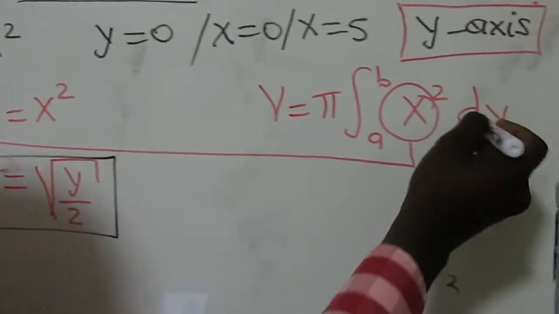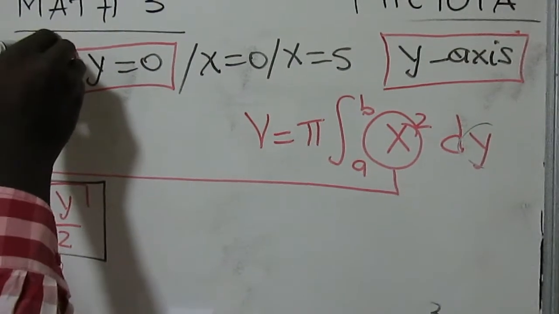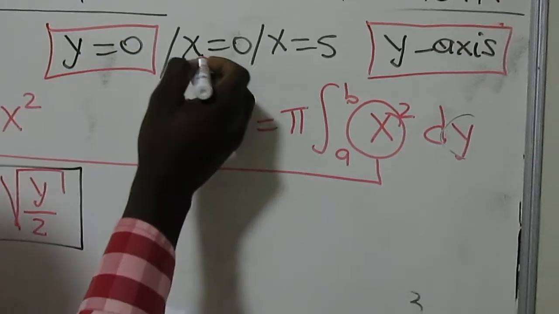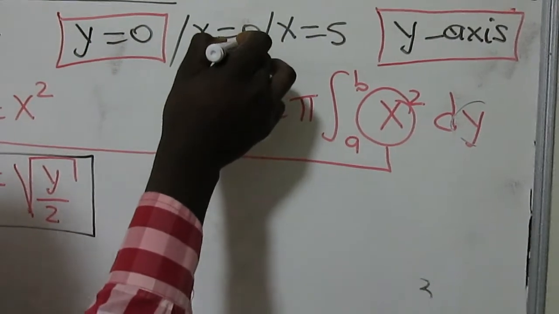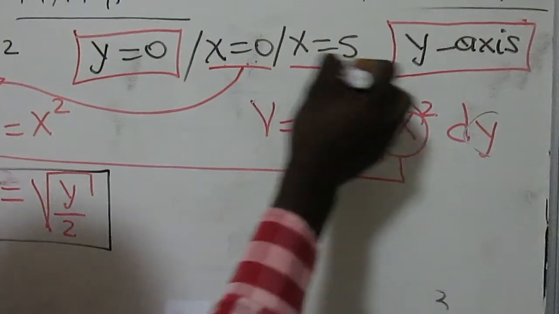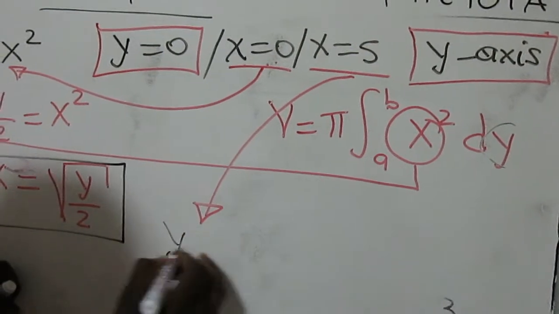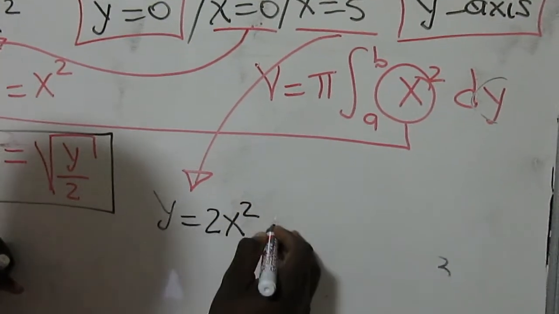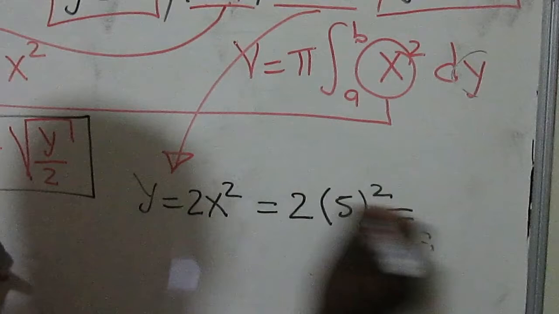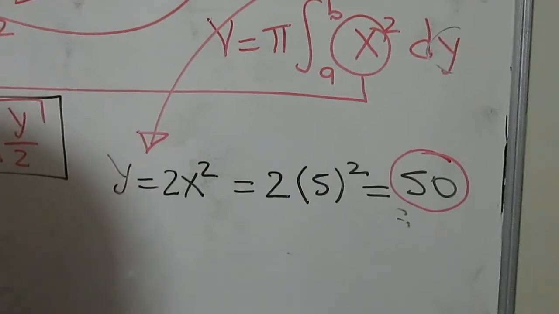Now we have to determine the limit of y. Already we have one limit, which is y equal to 0. So we need to determine what will be the second limit of y. As you can see, they already give us the first case: when x is equal to 0, we find that y is equal to 0. So when x is equal to 5, what will be the value of y? You come here to the function, this is equal to 2x squared. When x is equal to 5, you're going to have 2 times 5 squared. Then your y will be given by 50, and this 50 will be the second limit of the volume.